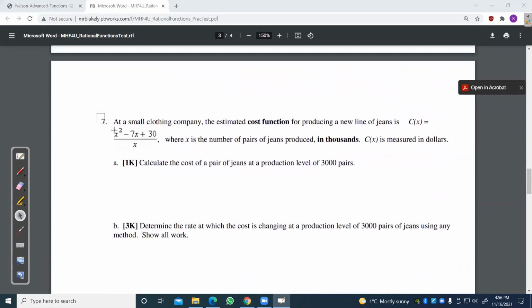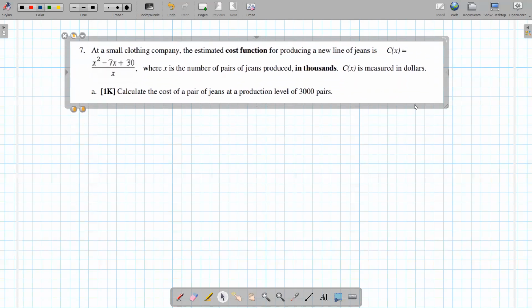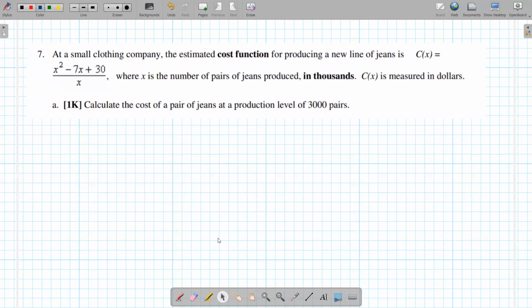And I guess we can do this one as well. Let me just pull up this one actually. The first one's only worth 1 point. So there's an equation, cost in terms of pairs of genes. Part A says find the cost if there are 3,000 pairs of genes. This is a very simple question. Look at it. It's only worth 1 mark, right?